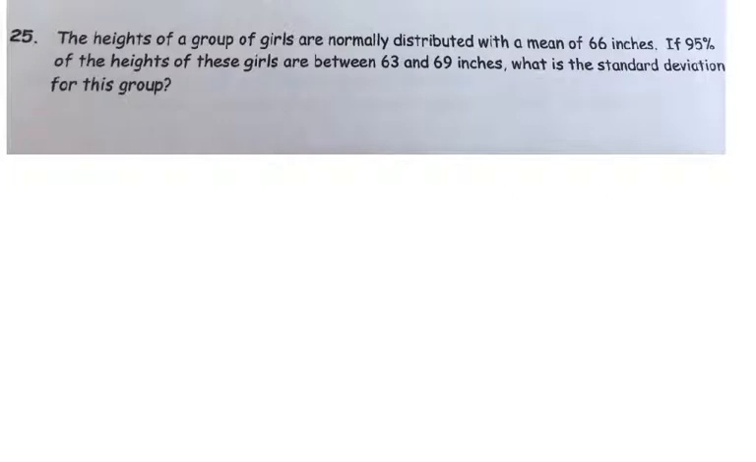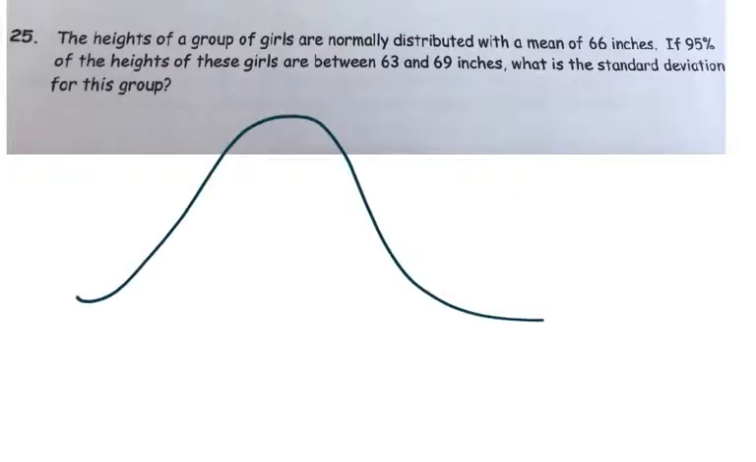Okay. Number 25. Again, the first thing you want to do is do a sketch. It doesn't have to be perfect. This time they're telling us that the mean is 66. Let's put it right in the middle. 66 inches. This is the average height of the girls. We are told that 95% are between these two values.